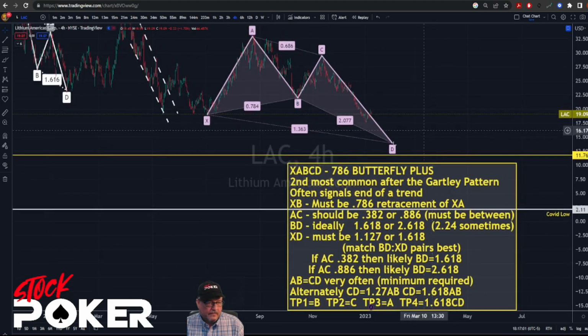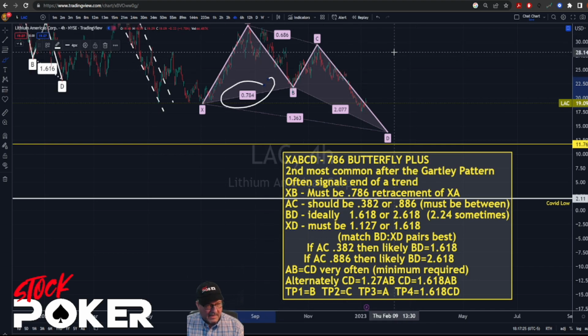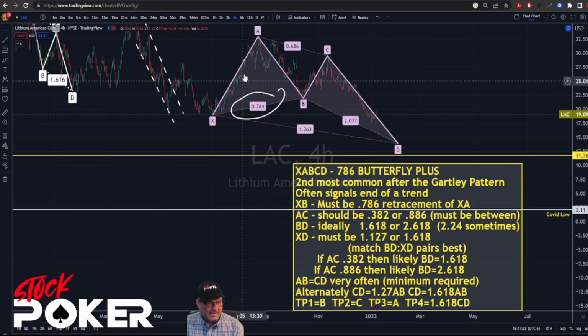The XB has to be the 786. Said it 7 times. It's in the name of the video. AC. And when I say AC, when you use the drawing tool in TradingView, it's really the BC leg retracement of the AB leg. But when I say AC down here, it's really what I'm looking at right there. So the AC should be 382, or it should be the 886. Doesn't have to be. It's better if it is, but it could be anywhere in between there.